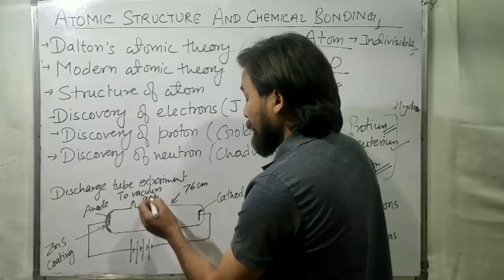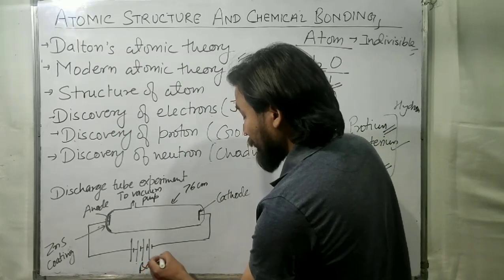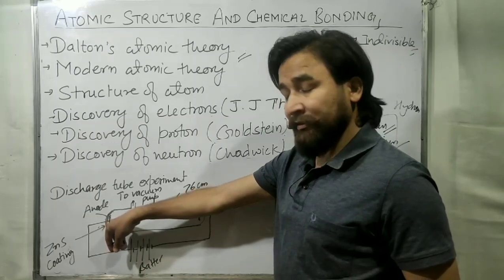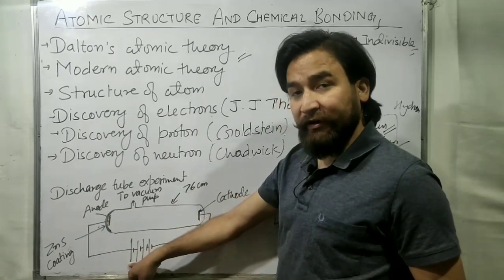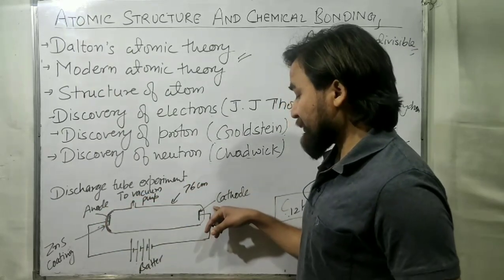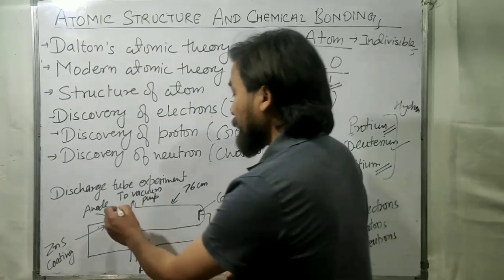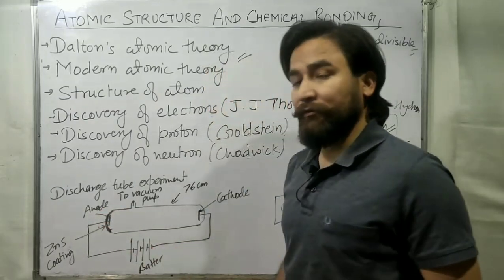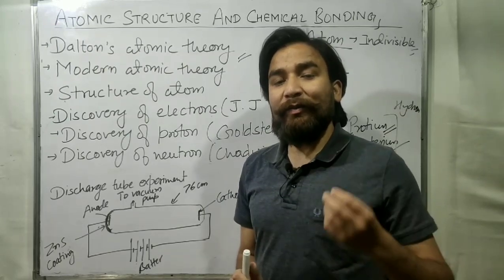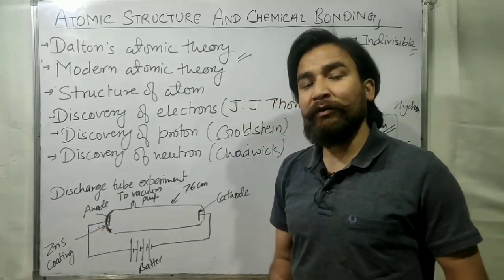Now, we use a high voltage battery which is connected to two ends of the discharge tube. The end which is connected to the positive end of the battery is called anode, and the other end of the discharge tube which is connected to the negative terminal of the battery is known as cathode. Now anode is coated with a fluorescent coating. Fluorescent substances are those which glow whenever small particles strike on them. Generally we use zinc sulfide coating for fluorescence.